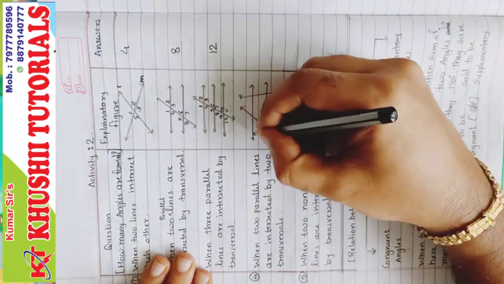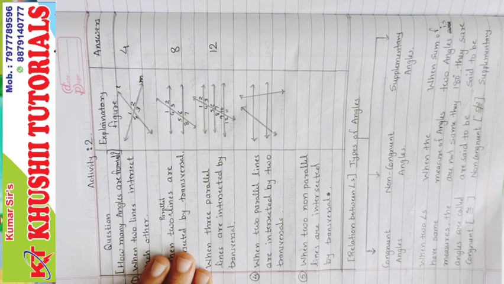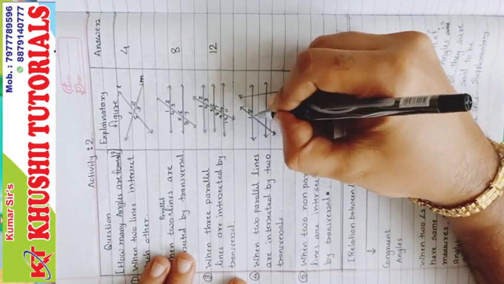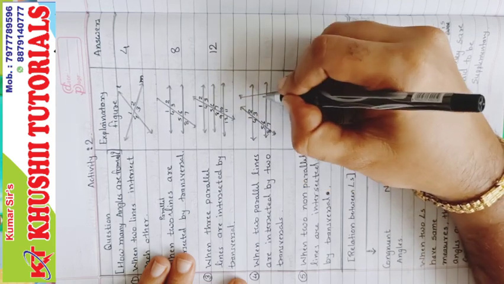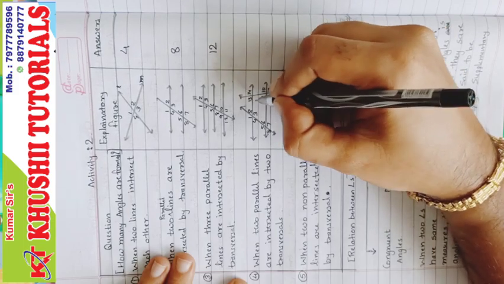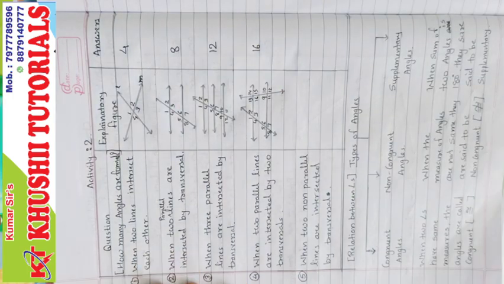Lines are not lines without arrow. So let's count the number of angles. 1, 2, 3, 4, 5, 6, 7, 8, 9, 10, 11, 12, 13, 14, 15 and 16. So 16 angles are formed.